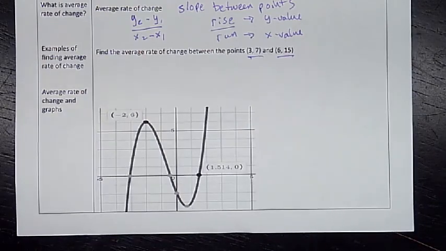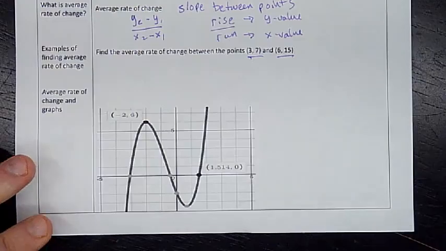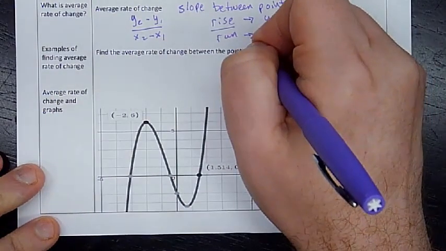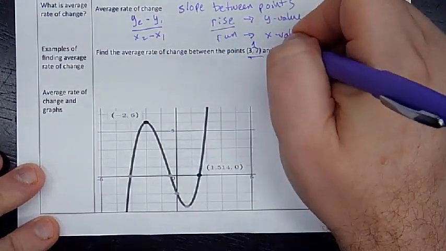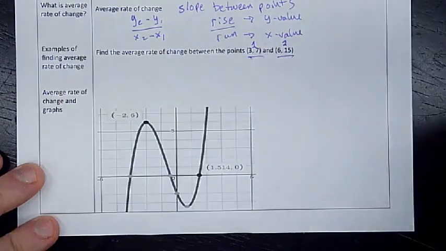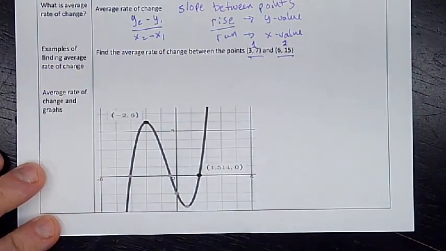Which point you choose to be point 1 really doesn't matter, but what it will do is determine which x value I'm talking about when I say x1 and which x value I'm talking about when I say x2. So I'm going to say that (3, 7) is point number 1 and (6, 15) is point number 2. If you had decided that (6, 15) should be point 1, it wouldn't make a difference as long as you put in the pieces appropriately.